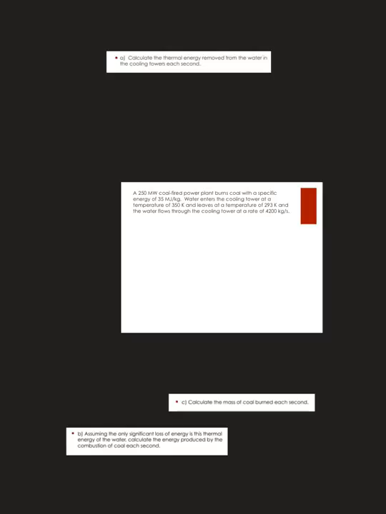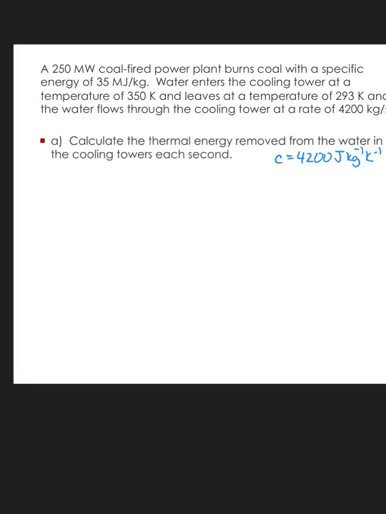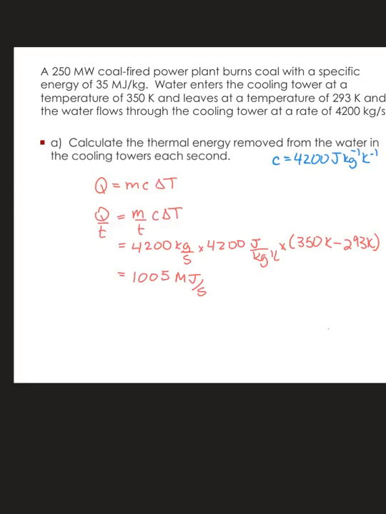Okay, so let's start with part A. Calculate the thermal energy removed from the water in the cooling tower each second. Notice the units. Okay, so we're heating up water, so let's use the information back from topic 3. Q equals mc delta T for heating up water. Now if I divide both sides by t, I'm going to get the heat per time, but that's okay because I'm also being given mass per time of the water going through our cooling tower. So if I put all these data in, I'll get 1,005 megajoules per second.